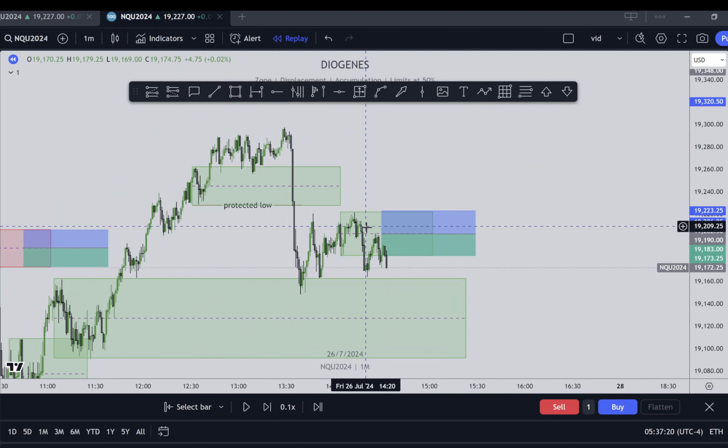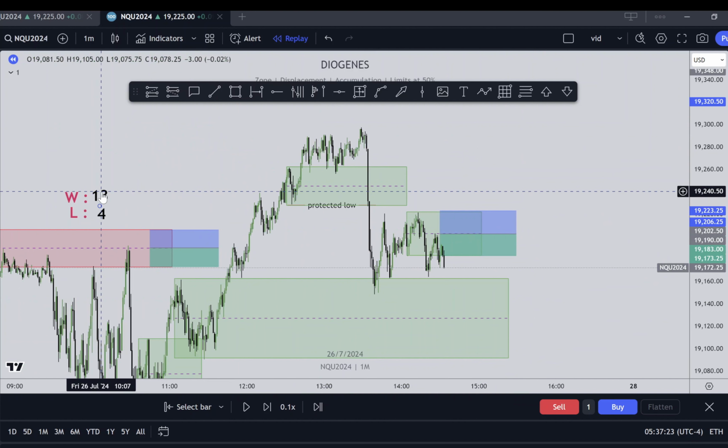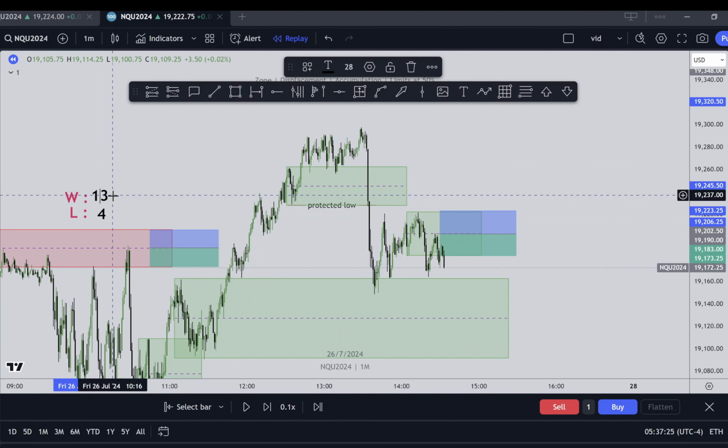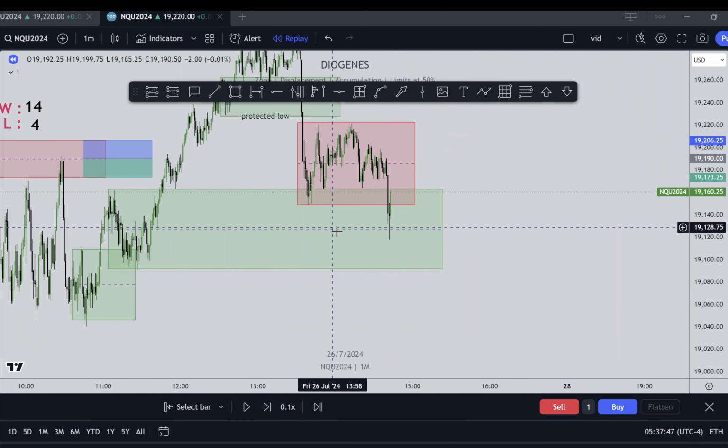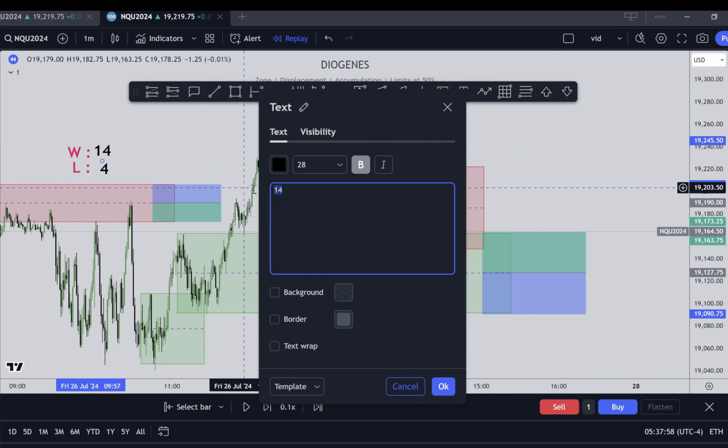Okay. So that's 14 wins, 4 losses. Let's keep on tracking. Okay, now we have our bearish zone, right? And we have our trade triggered. Maybe it will give the 1-to-1 again. So let's see. 1-to-1 is given, so 15.